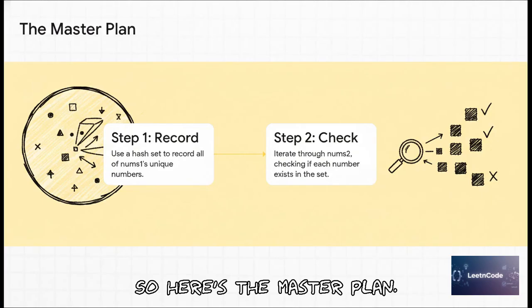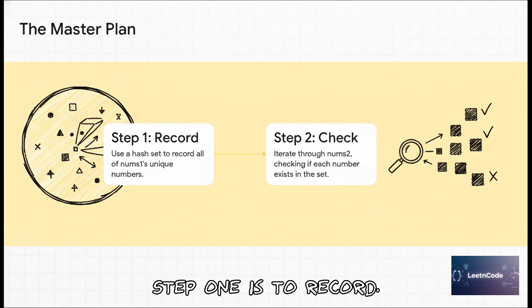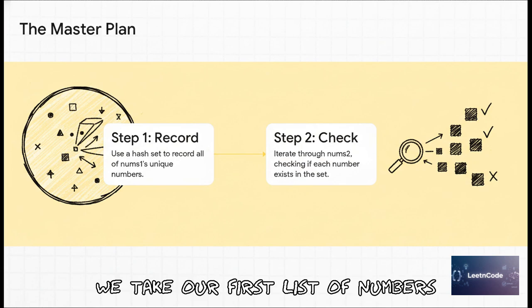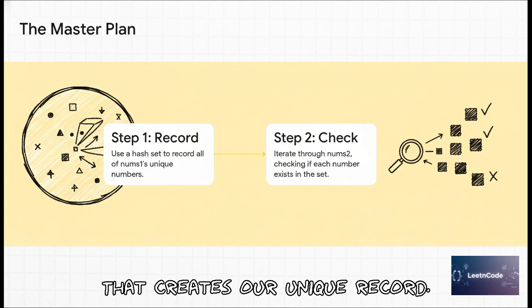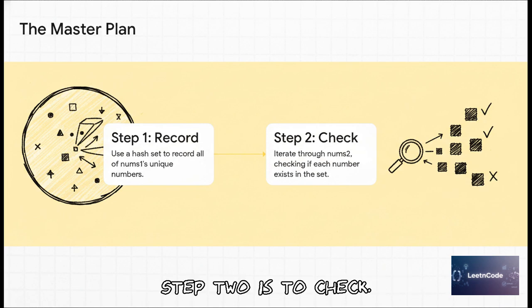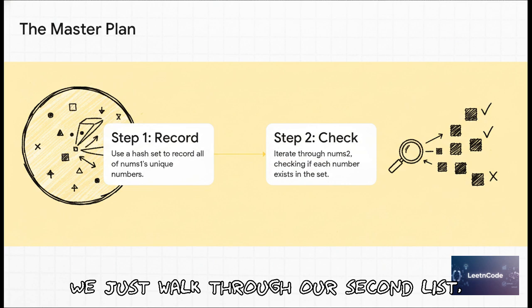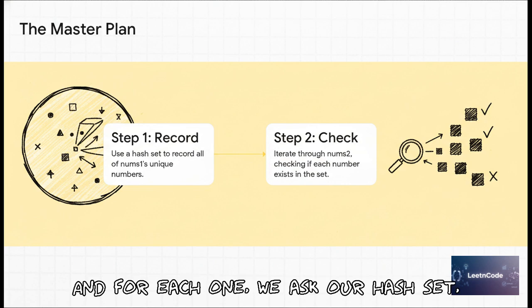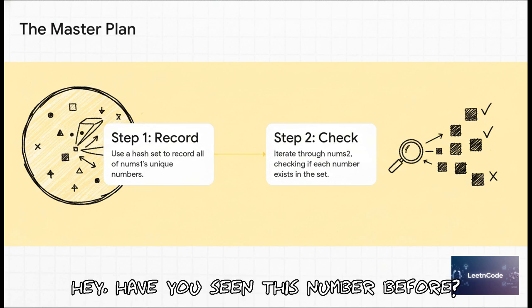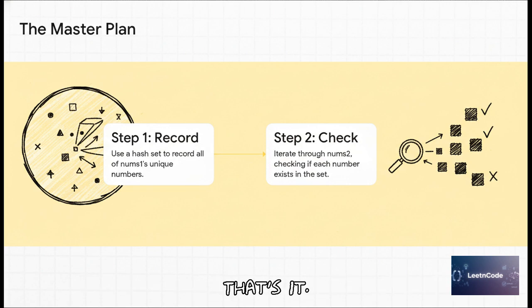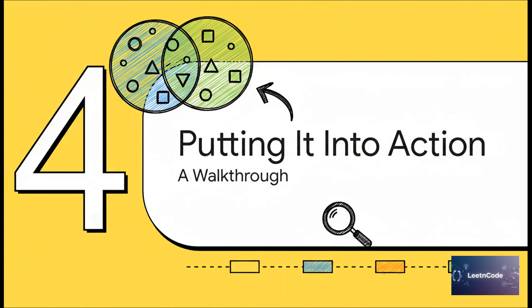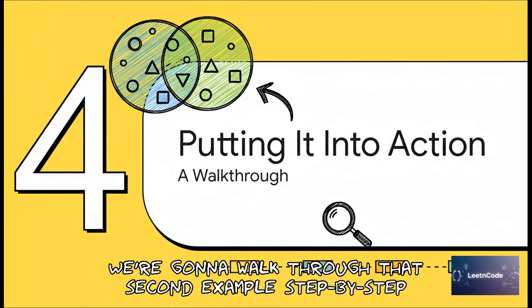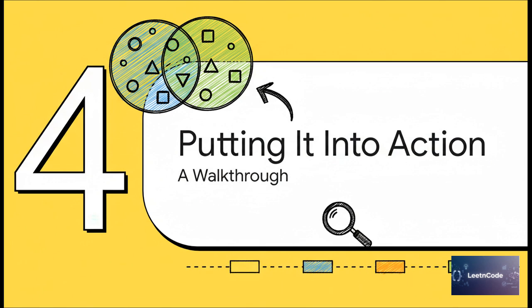So here's the master plan. Step 1 is to record. We take our first list of numbers, and we just dump all of them into a hash set. That creates our unique record. Step 2 is to check. We just walk through our second list, one number at a time, and for each one, we ask our hash set, hey, have you seen this number before? That's it. Record, and then check. Theory is great, but let's actually see this plan in action. We're going to walk through that second example step by step to see exactly how this works.